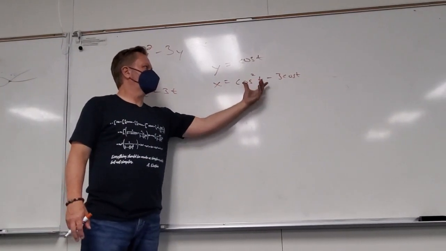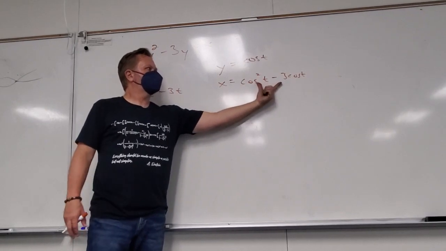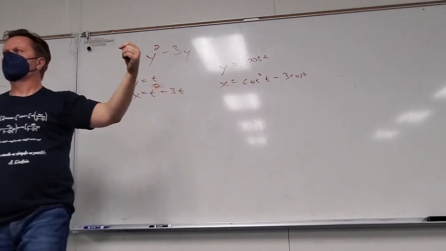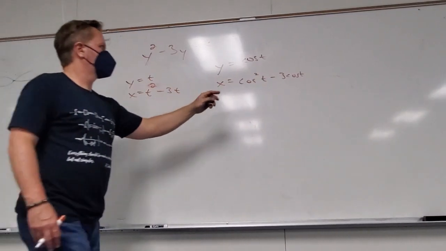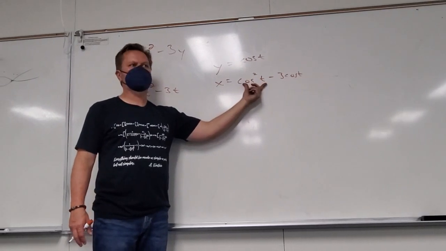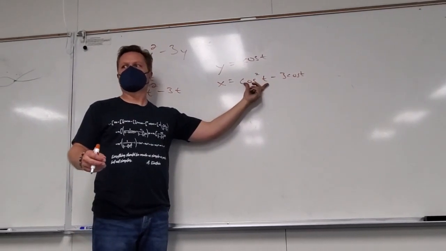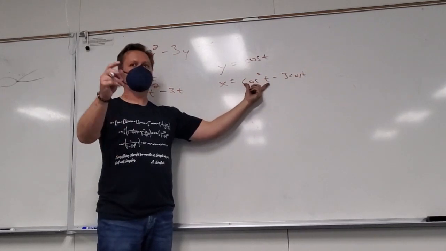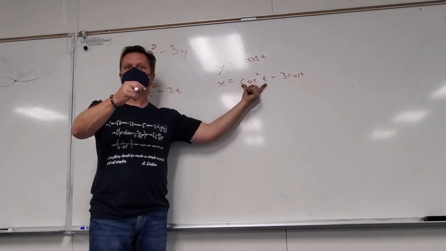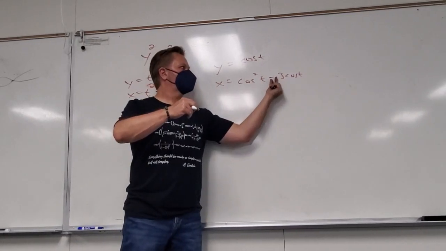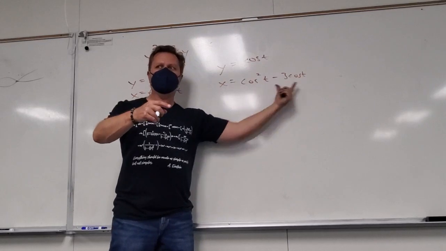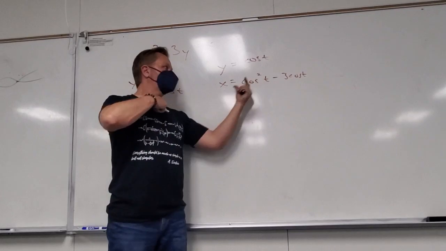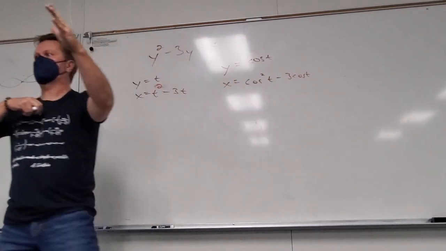What's the biggest x could be here? What's the biggest cosine squared t could be? 1. Because it's 1, even when cosine is -1, it's squared. And then you want to subtract at least. So when cosine is -1, this would be 4. You guys see that? So the biggest x could be is 4, and you can figure out the smallest x could be. y has its own trouble, yes?